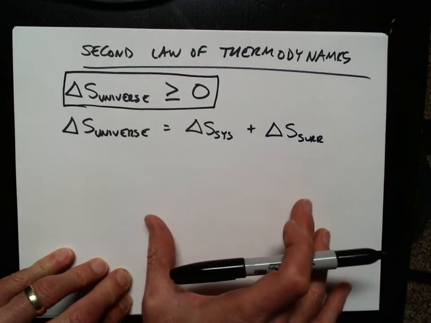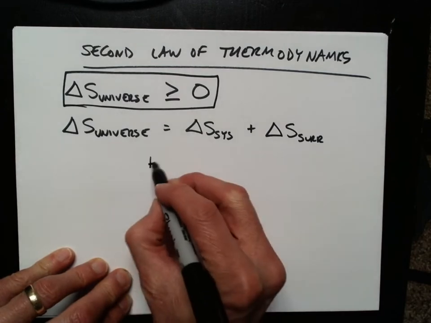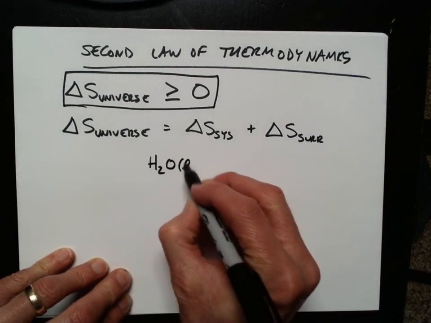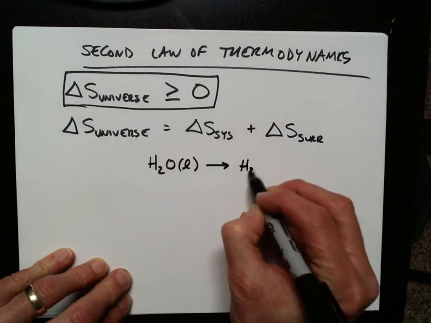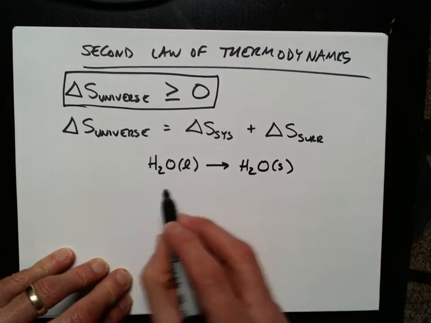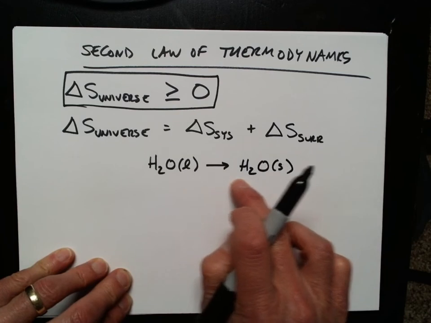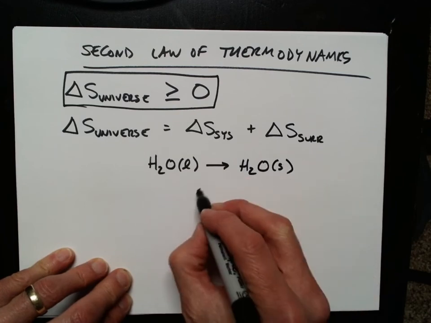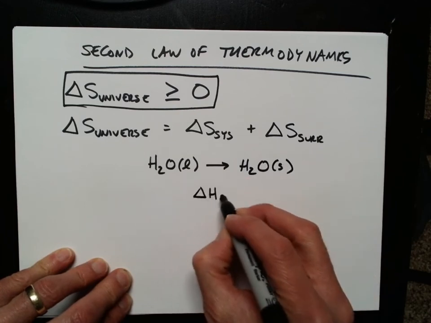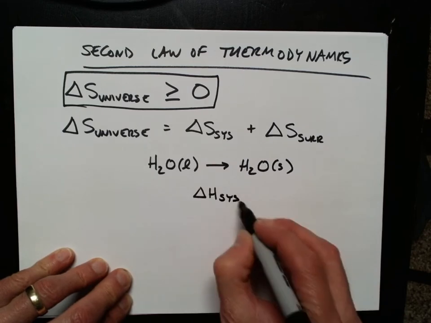Well, that'd be interesting if we could have an equation that helped us do that. So let's just take this particular reaction here, H2O liquid going to H2O solid, just for the heck of it. And we know there's an enthalpy change associated with this. So when liquid water freezes, that's actually exothermic. So there's a delta H for this particular system.